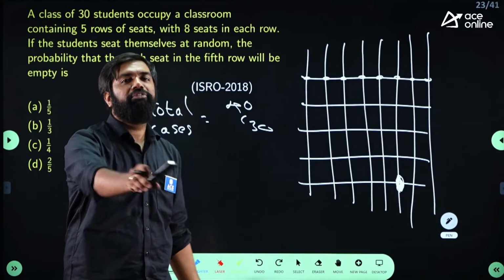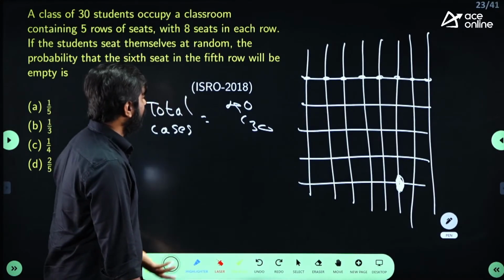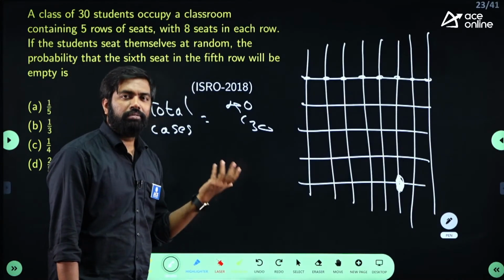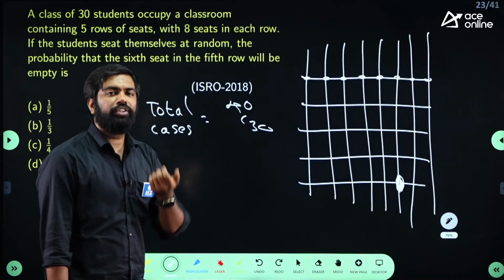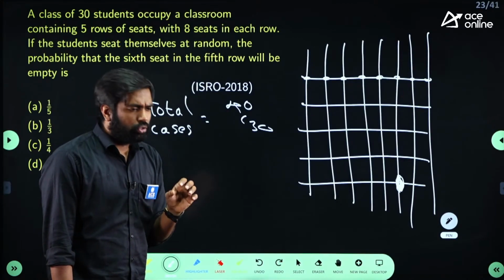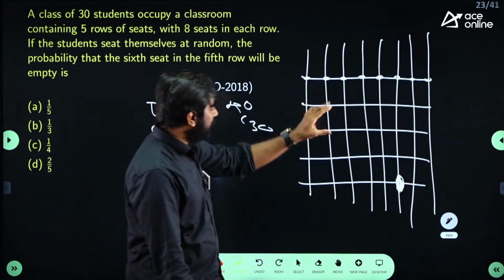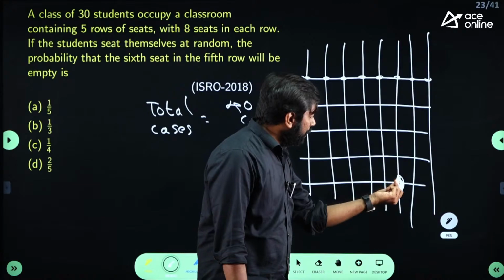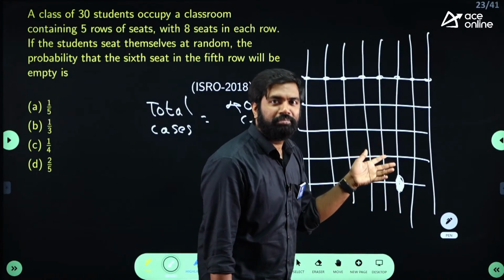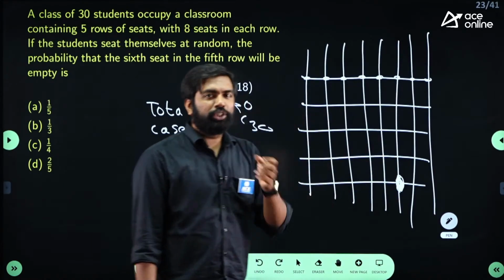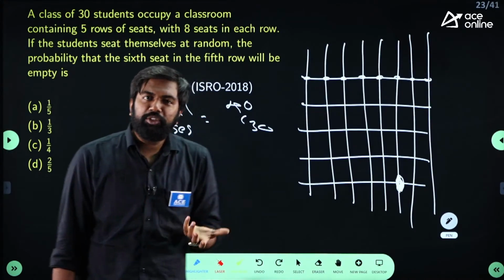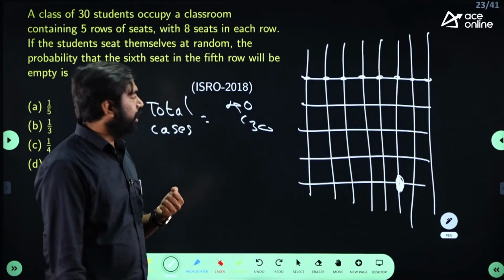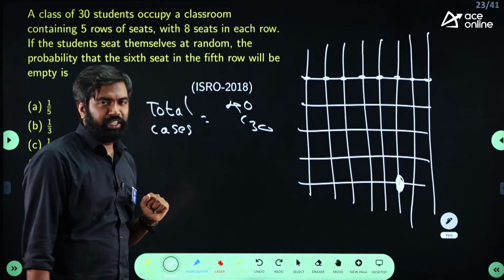That is nothing but your favorable cases. And then your final answer would be favorable cases by the total number of cases, which I want you people to comment. So once again I will tell you, total 40 seats, you want this particular seat to be empty. So leave this, how many are left over? Out of that you just want 30 seats. So in how many ways you can select that? That is nothing but your favorable cases, and this is the total number of cases.